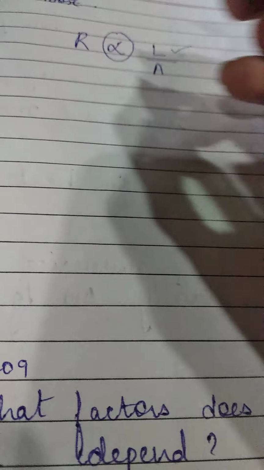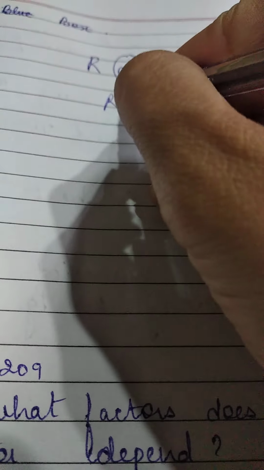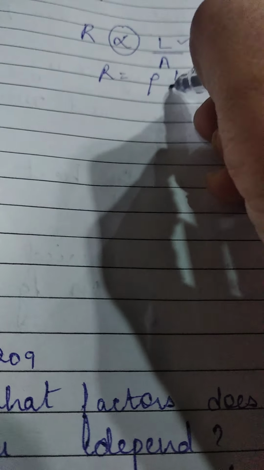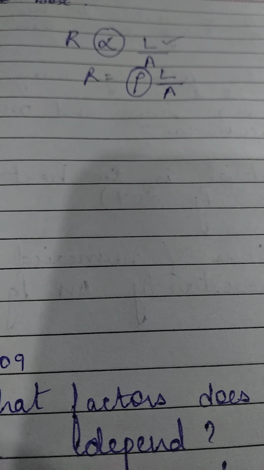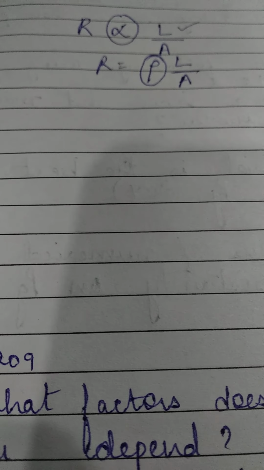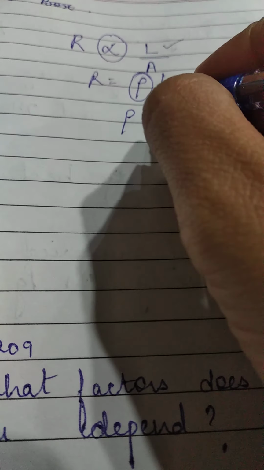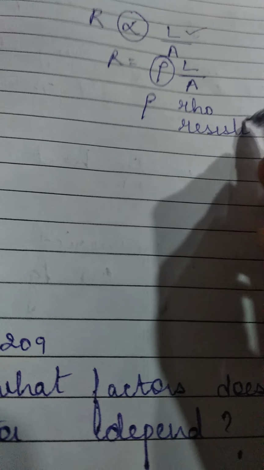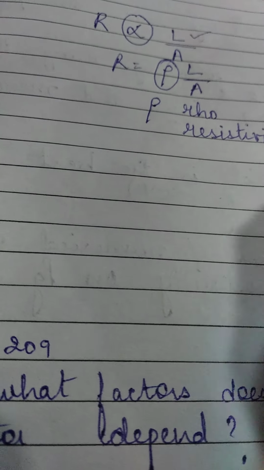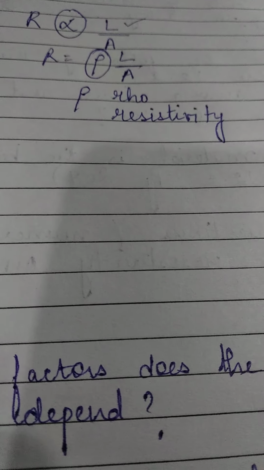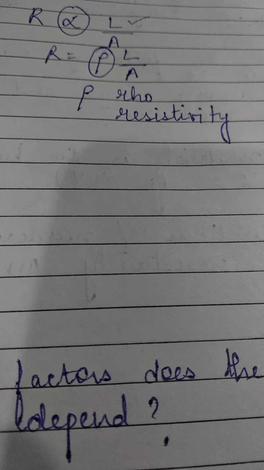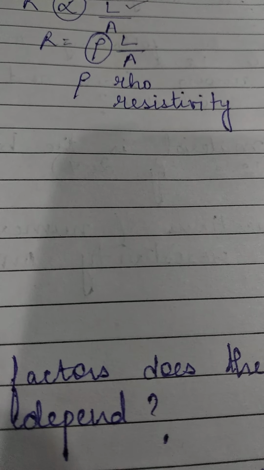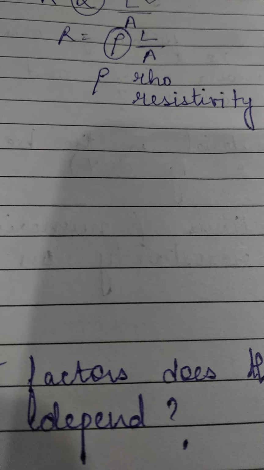Once I replace this proportionality sign, it gets replaced by equal to a constant times L upon A. So this constant, this sign is known as rho, RHO, and it is known as resistivity. And we have just discussed what resistivity is: the characteristic property of a material to resist the flow of current through itself. Is that clear?